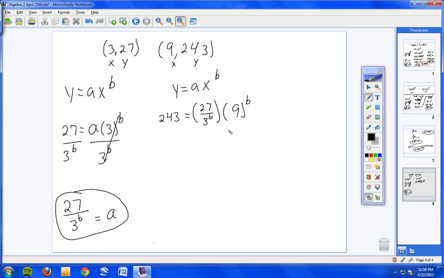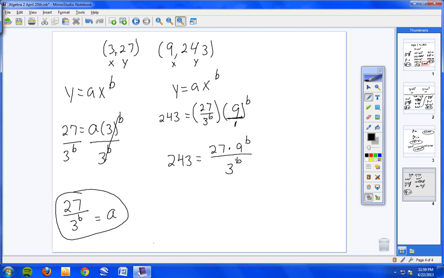Now we're going to solve this for b, so we got a lot of work to do, okay? First of all, I would put this over 1, and I would multiply these two fractions together. So 243 equals 27 times 9 to the b power. And then over here we have 3 to the b power times 1, so 3 to the b power. Now, what have I taught you, students?